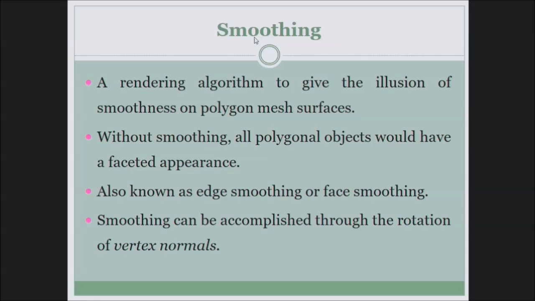Smoothing is a rendering algorithm to give the illusion of smoothness on polygon mesh surfaces. Without smoothing, all polygonal objects would have a faceted appearance actually. This is also known as edge smoothing or face smoothing. Smoothing can be accomplished through the rotation of vertex normals.